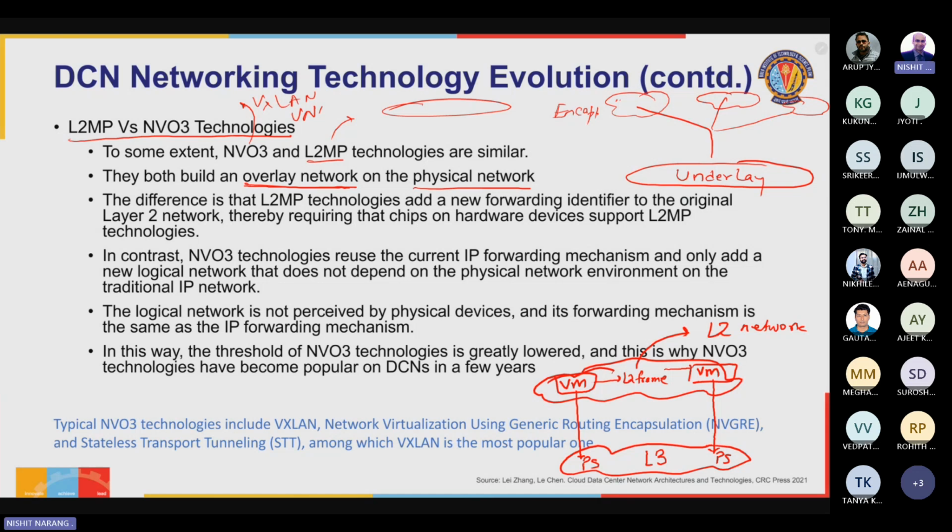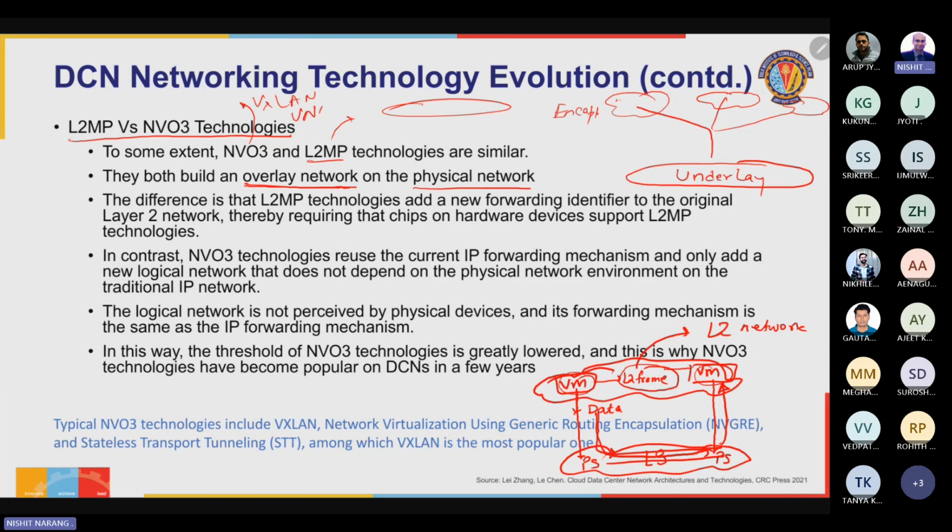So how do I create an overlay network on top of an underlay network? I don't care what they are sending, whether it's an L2 frame or an L3 frame. Whatever they want to send, I treat it like data that has to be sent from one VM to another VM. I take that data and I encapsulate it over the underlay network by creating a tunnel between these two physical servers. I just tunnel that traffic, and this physical server will detunnel it and give it to the VM.